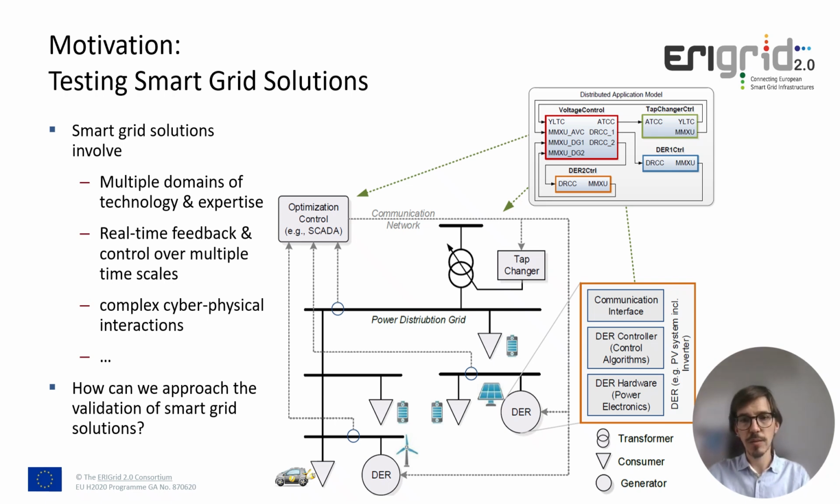So if we want to test in this setting, we need to identify which part of all of this we're going to test. We also have to consider that there are real-time feedback interactions across several timescales, and complex cyber-physical interactions can appear between, for example, controllers on the DER level and controllers at the distribution network. So even if the technology is understood, how can we approach the validation of a smart grid solution? We make it more concrete.